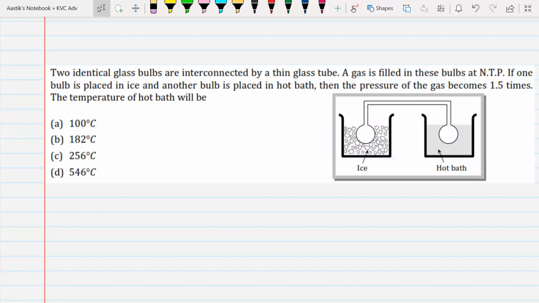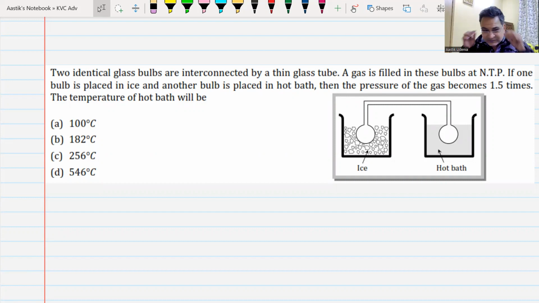So what does the question say? Two identical glass balls are interconnected by a thin glass tube. A gas is filled in these balls at NTP. NTP means normal temperature and pressure, 273 Kelvin. One of the bulbs is placed in ice, 0 degrees Celsius. Another bulb is placed in a hot bath. Then the pressure of the gas becomes 2.5. What is the temperature of the hot bath?